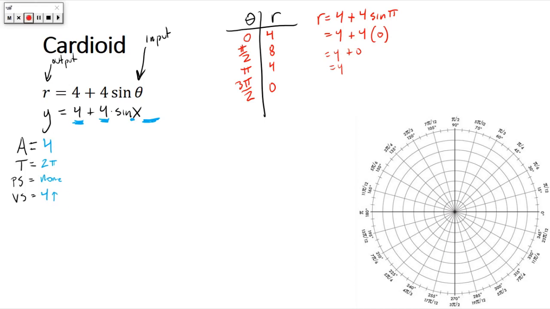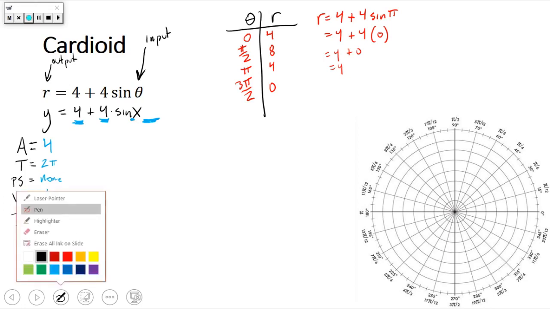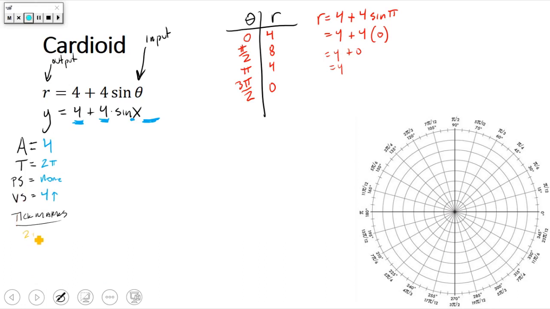Okay, now the last thing we need to do is figure out where the tick marks along the x-axis should go. So for tick marks, we are going to take the period, which is 2 pi, and divide it by 4. For that we get pi over 2. So our tick marks are pi over 2 away from each other, and the first one, because there is no phase shift, is 0. Then we're going to add pi over 2 to get pi over 2. We're going to add pi over 2 to pi over 2 to get just pi. If we add pi over 2 again, we'll get 3 pi over 2. If we add pi over 2 again, we'll get 2 pi. So that's how we're going to label the x-axis.